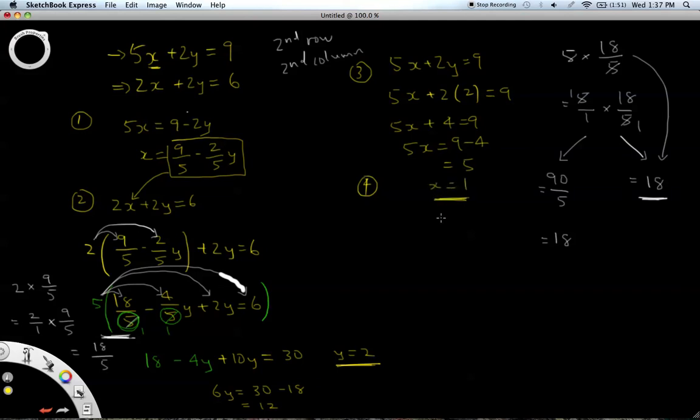So I think I have a solution for x, but step 4, and I do expect you to do step 4, is to check your work. So the first equation is here. 5x plus 2y equals 9. Let's check if that works. So x is 1, y is 2. So 5 plus 4, 9, and 9. Great, that works. Now let's check the other equation.